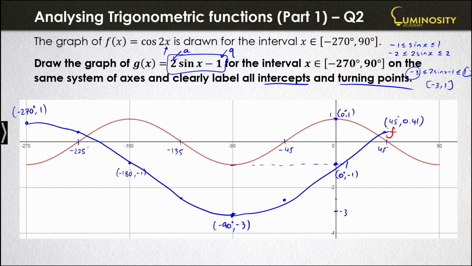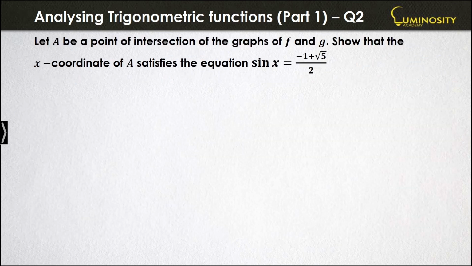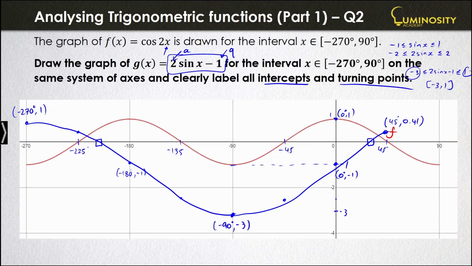Okay, so we've got the turning points, but we don't have the intercepts. First of all, there's an x-intercept here and an x-intercept here that we need to find. Once we've got that, then we've got all the information we need. So how would I solve for that? Okay, so what I'm going to do is solve g of x equals 0. So that means we're solving 2 sine x minus 1 equals 0 to get the x-intercepts.